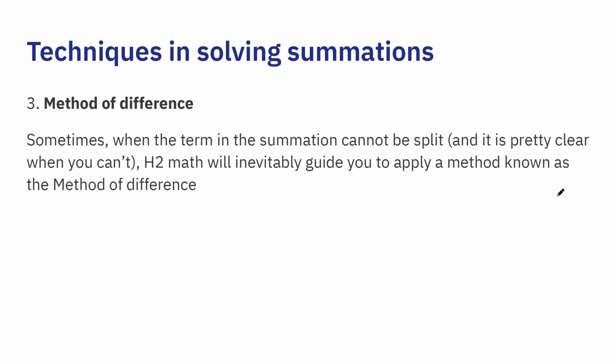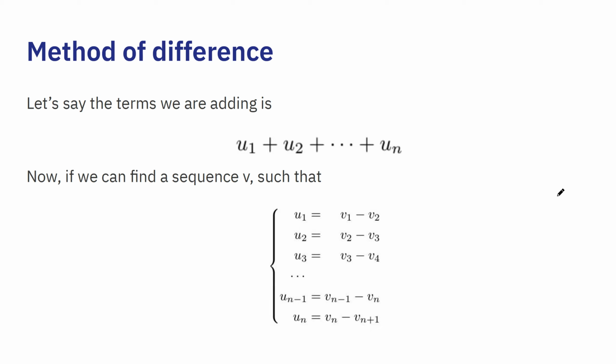This technique is called the method of difference. Sometimes when the term in the summation cannot be split, in H2 mathematics, it will guide you to apply a method known as the method of difference. So what is the method of difference? Let's say we're adding n terms, u1 all the way to un, and let's say we can express each term as a difference between two different things.